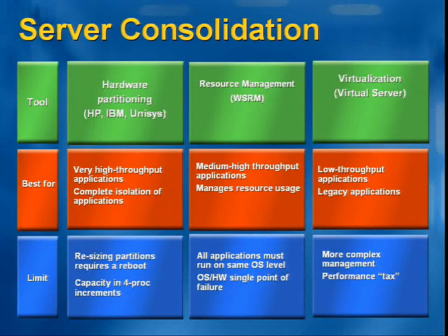So for a heterogeneous environment, we're looking at 3 major ways that you can do consolidation. One of them is through hardware partitioning. Another is through resource management. And a third is, we're here to talk about today, which is virtualization. So if you take a look at the first one, hardware partitioning, our partners, HP, IBM, Unisys, allow you to partition a box into segments or chunks of 4 processors apiece.